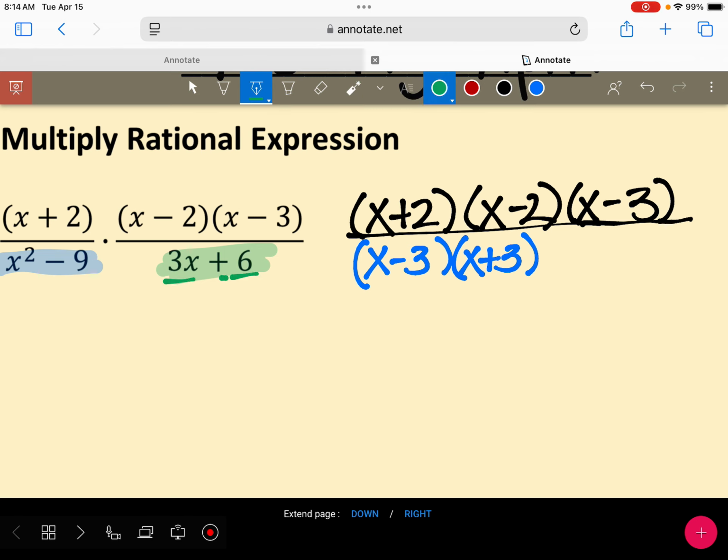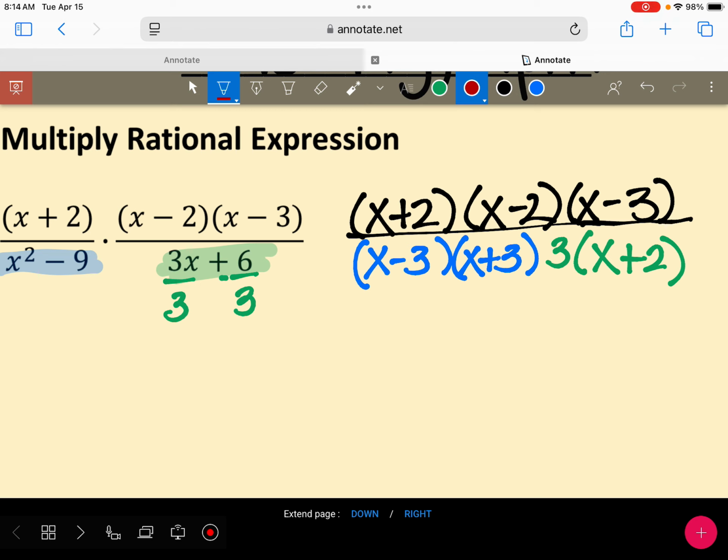So when I divide both of these terms by 3, I have a 3 and I have an x plus 2. Now everything is fully factored. We can start crossing things out. What's something I can take away? It has to be top and bottom.